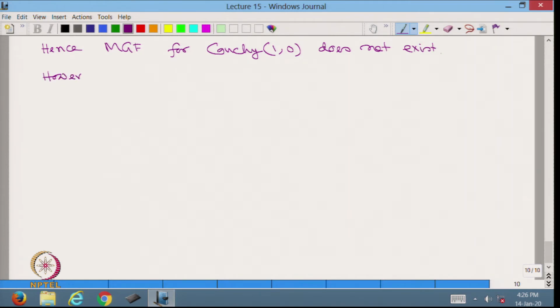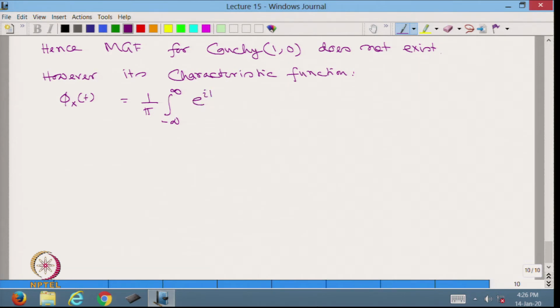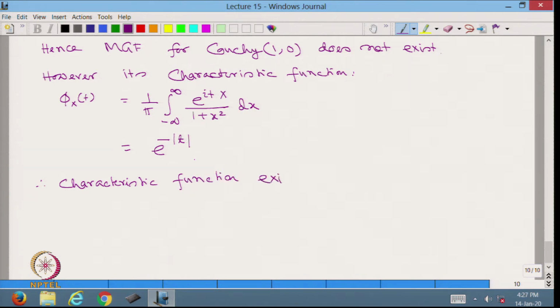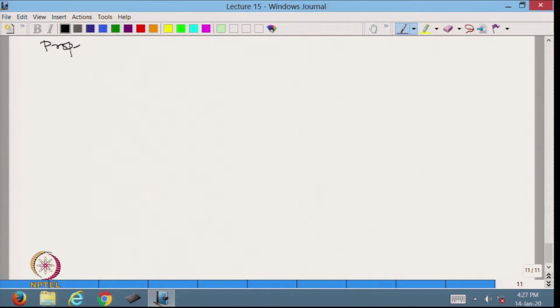However, its characteristic function, which is defined as phi x of t is equal to 1 over pi into minus infinity to infinity e to the power i t x upon 1 plus x square dx, and I am not computing it, but this converges to e to the power minus modulus of t. Therefore, characteristic function exists, although its moment generating function does not exist. Properties of characteristic function.